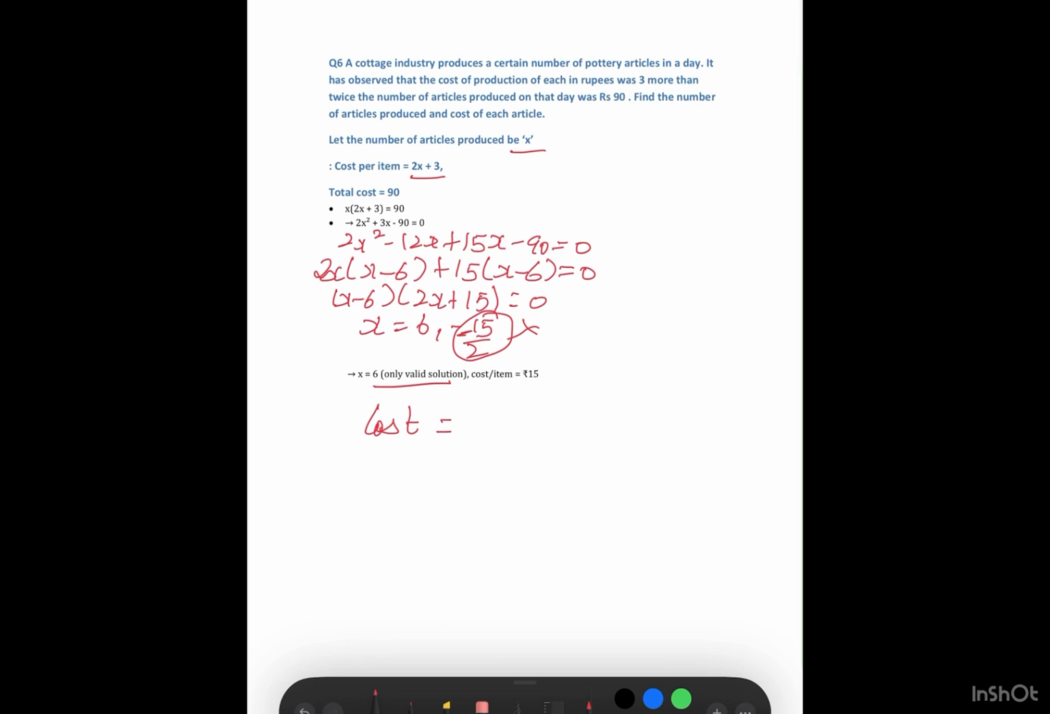If x is equal to 6, the number of articles produced is 6. The cost was 90 rupees in total. So the cost of one article will become 90 upon x, that is 90 upon 6, which is 15.